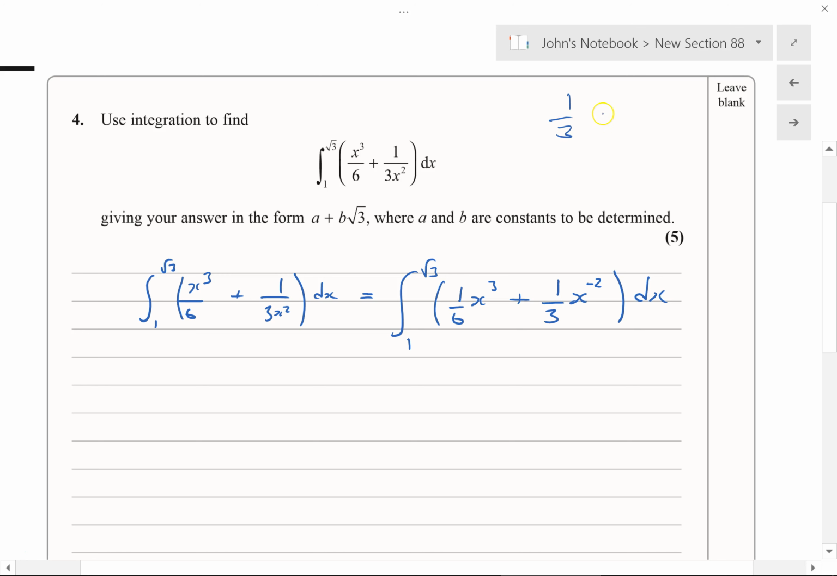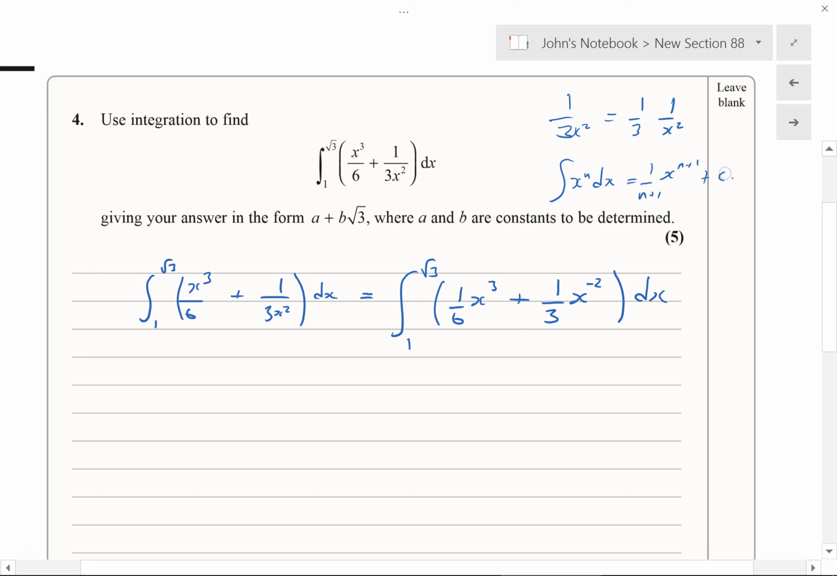If you like, you can say that 1 over 3x squared is obviously the same as 1 over 3 times 1 over x squared. Obviously, so it's that. And our rule for integrating is this. Add 1 to the power and divide by that number.